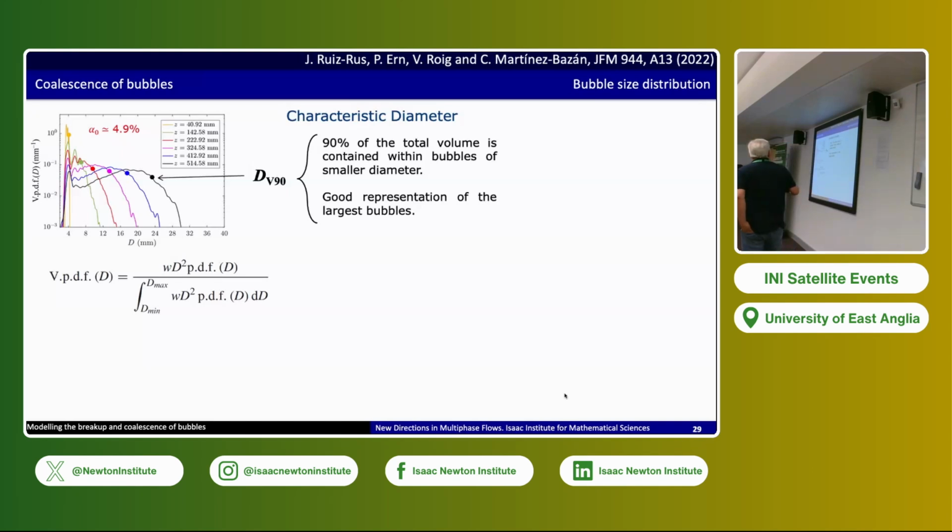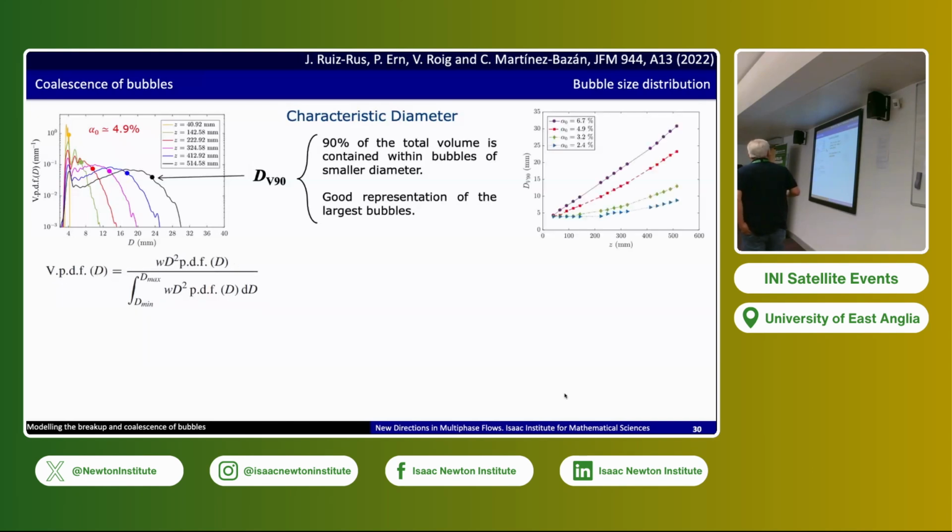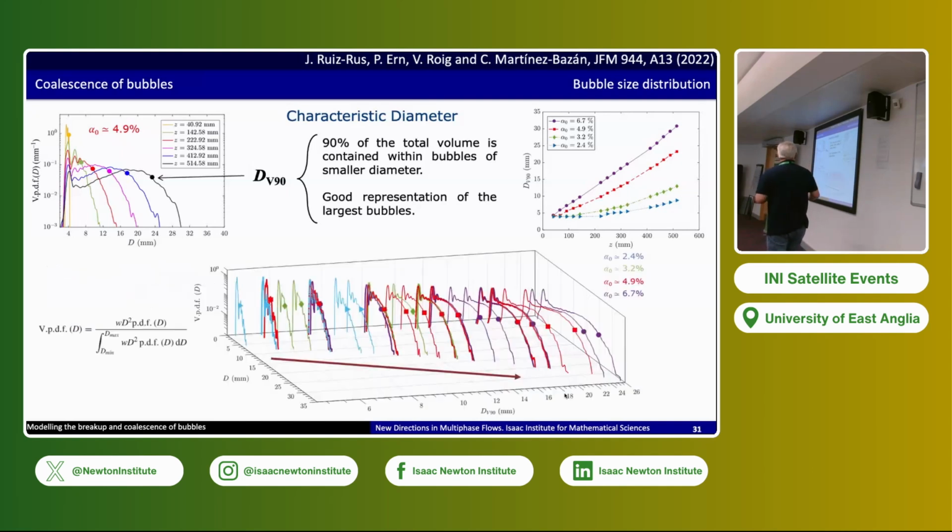So this is a good representation of the largest bubbles in the distribution. So instead of showing the results in terms of the downstream distance, we could show the results in terms of this dV90. So you see that dV90 increases as the distance increases because there is coalescence and the distribution becomes wider.